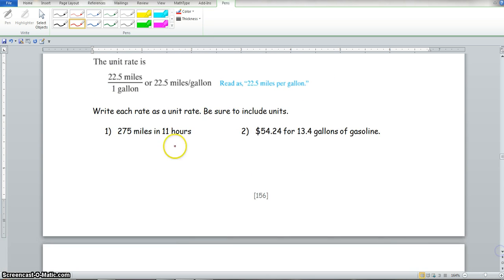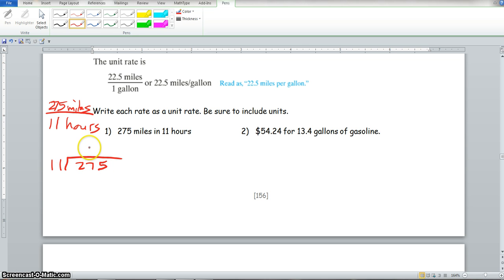Now, it says write each rate as a unit rate. Be sure to include units. So we would take 275 miles all over 11 hours. So now we would divide. We would take 11 into 275.